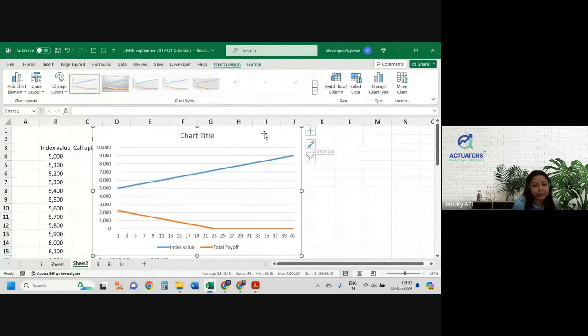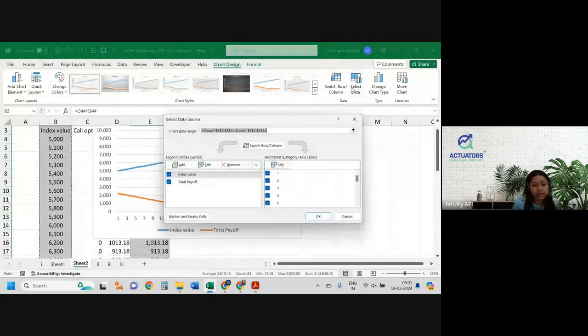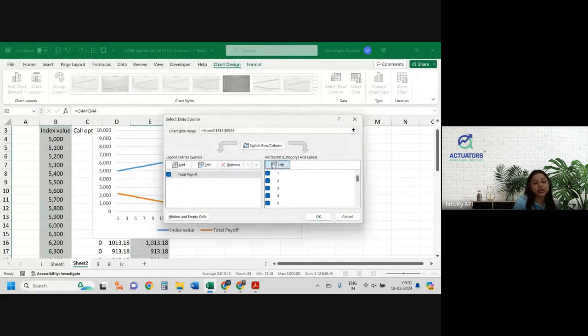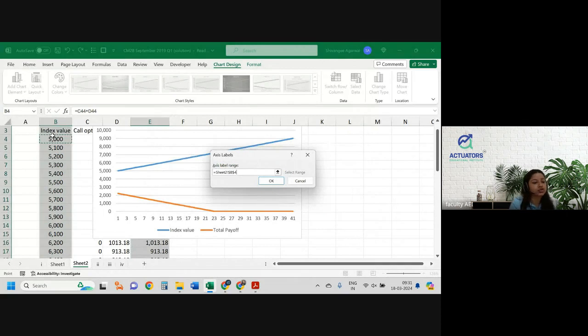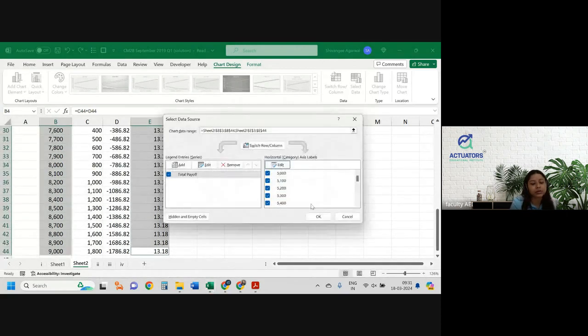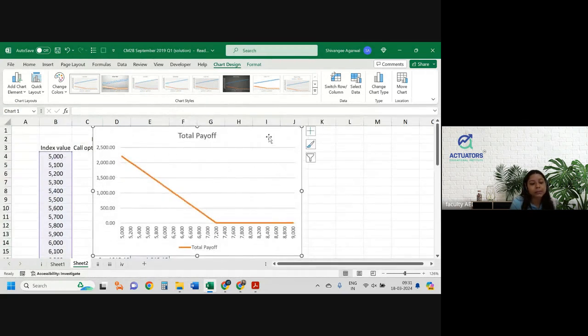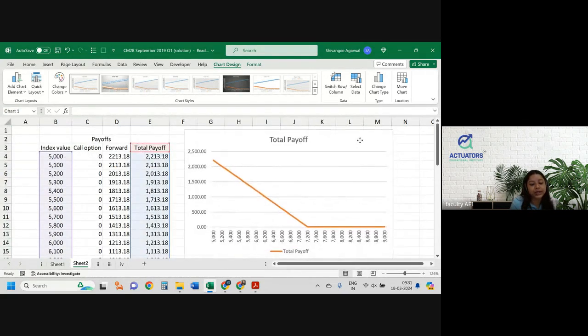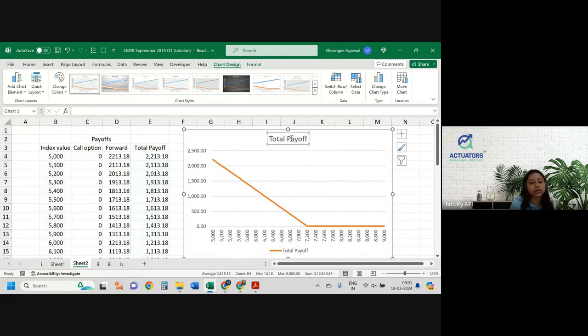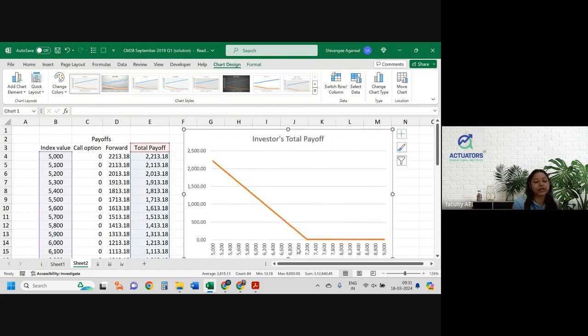Thoda isko na hume dekhna hoga ki wo kya kar rahe hain. They are plotting the index value as well. So remove that, edit this, and this needs to be the index value. Just click on OK, and that's what you are getting. But make sure, obviously, you have to rename. So I can write over here, instead of total payoff, this can be investors, because they have mentioned investors. Total payoff, ye payoff ka line zarurat nahi hai.